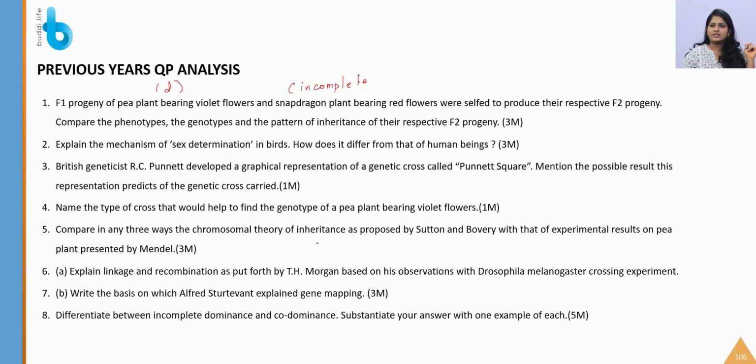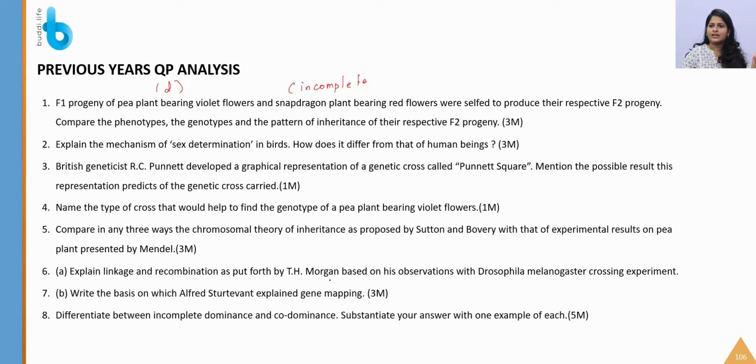Compare in three ways the chromosomal theory of inheritance as proposed by Sutton and Boveri with the experimental results on pea plant proposed by Mendel. Here you can compare both things, what they both told. They both say that factors are carried in pairs and inherited generation after generation. You can also tell the differences which Mendel didn't tell. The behavior of chromosomes and genes was parallel. They also explained the chromosomes and their separation during meiosis, which Mendel didn't tell. You can mention those points.